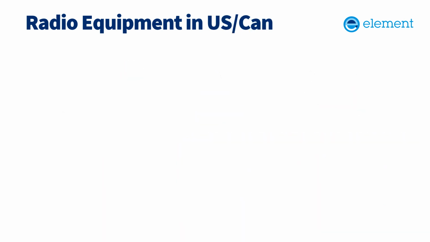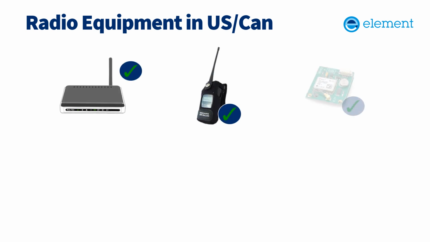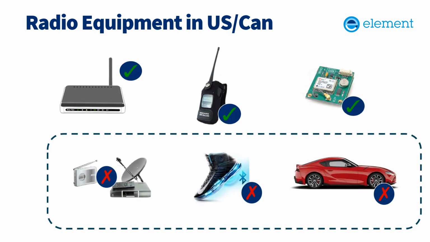When we think about radio equipment in the US and Canada, so North America, we still have all of the same products at the top, which are covered under the radio regulations. However, we don't certify broadcast transmitters, receivers, sneakers, training shoes and vehicles. So the scope of radio regulations in North America is subtly different for certain categories of products compared with Europe.